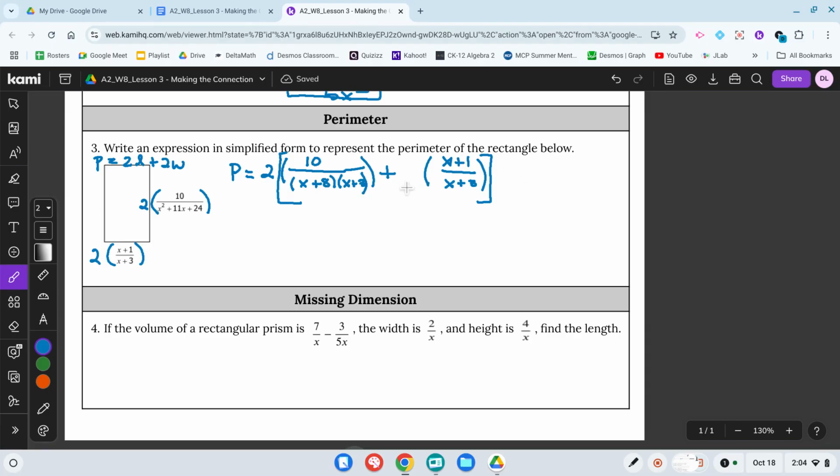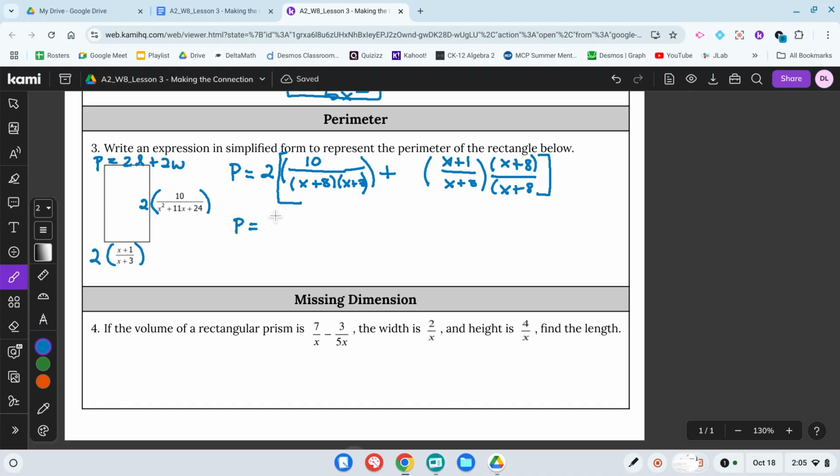Notice though, for this second one, we have to have a common denominator, and right now we only have the x plus 3, which means we have to multiply this one by the x plus 8 factor. So we are going to do that to both the numerator and the denominator so that we don't change the overall value. Now we have a common denominator.